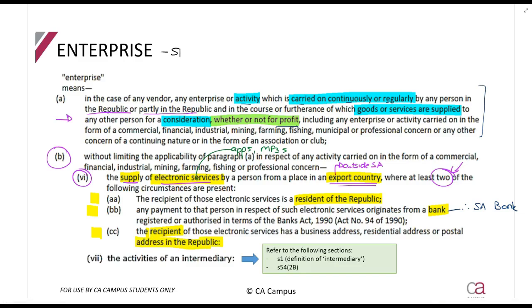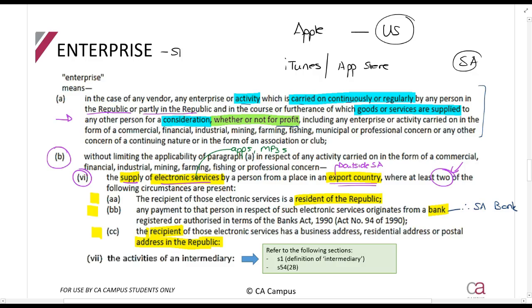So let's take Apple. Apple computers, situated in America. Apple has an iTunes and App Store where you can buy music, where you can buy apps, applications. Now that company is not in South Africa, but they sell things from the US to people in South Africa. We buy things here, apps. Now, is Apple considered an enterprise for South African VAT purposes?